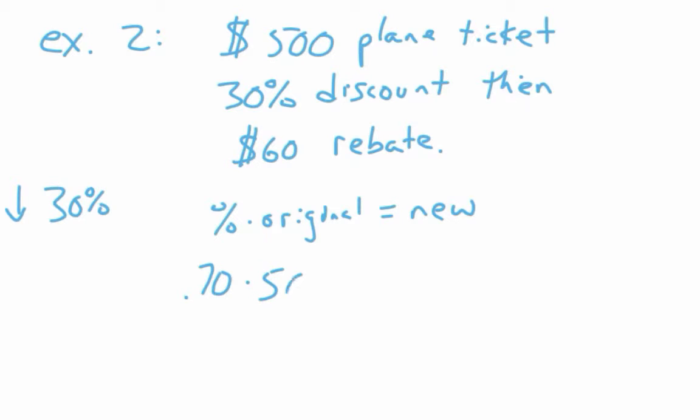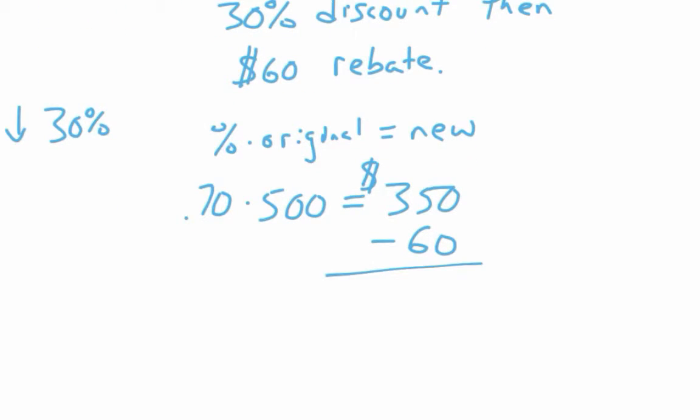We do that to our original of $500. That's going to give me $350. So the 30% discount gets my plane ticket down to $350. Now if we get a $60 rebate after that, you could take $60 off of the cost, and that plane ticket now is going to cost you out of pocket $290.